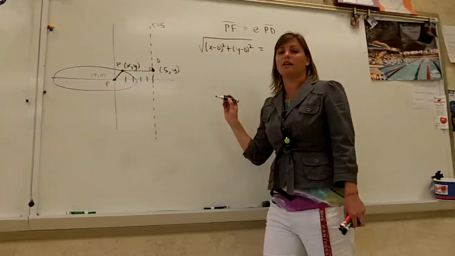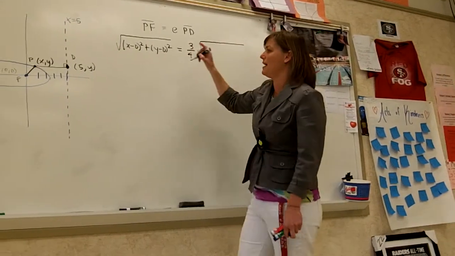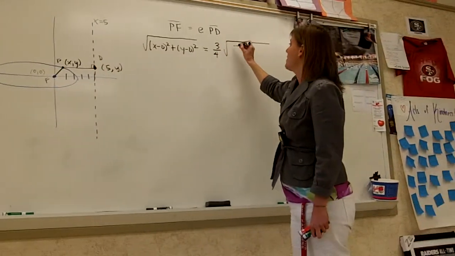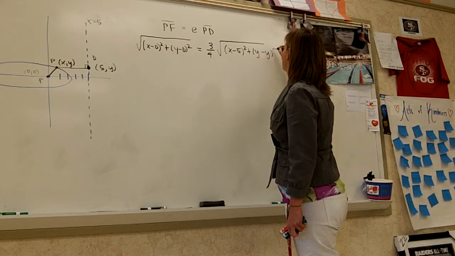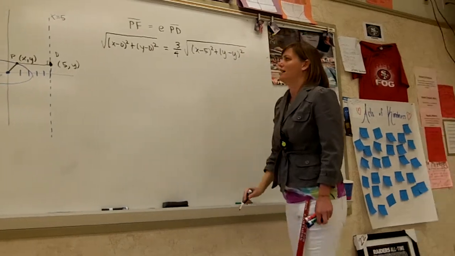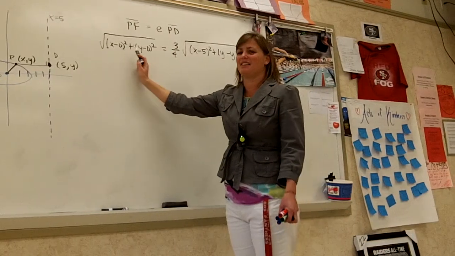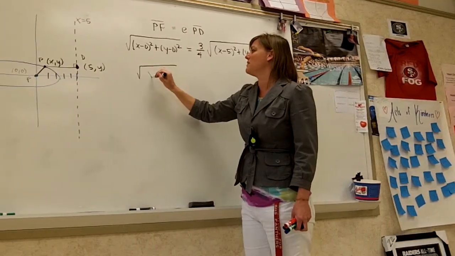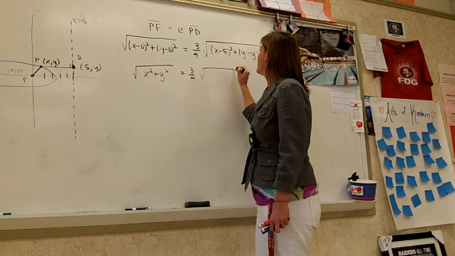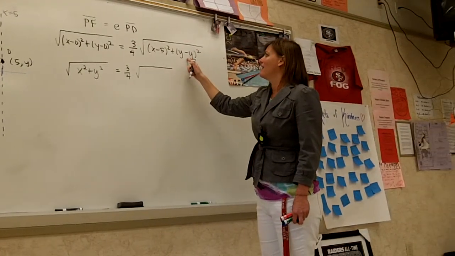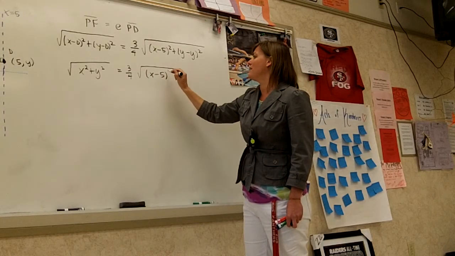So back over here, I'll walk slow so you don't get sick. 3/4 the distance from the same point to the directrix. So let's see. That's the square root of (x minus 5) squared plus (y minus y) squared. Ooh, I like that. That's really good. So let's clean some stuff up. Do I really need to have this minus 0 here? This is just really equal to the square root of x squared plus y squared is equal to 3/4 times, ooh, and then what happens here? y minus y is 0. I like that too. And so this is just equal to the square root of (x minus 5) squared.